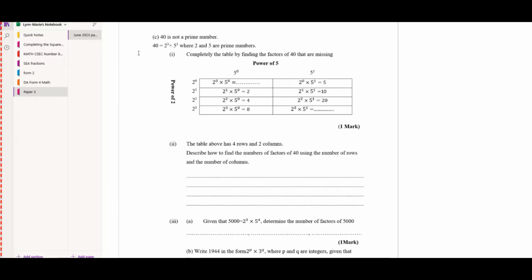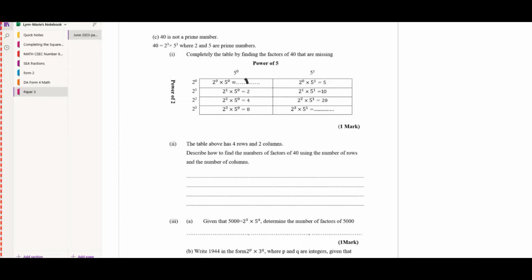All right, now part C, they gave you a table. 40 is not a prime number. They told you that 40 is 2 to the power 3 multiplied by 5 to the power 1, where 2 and 5 are prime numbers. Complete the table to find the factors of 40 that are missing. First off, this is simple multiplication. 2 to the power 0, anything to the power 0 is 1. That is 1 by 1 is 1. So we know that the answer for this would be 1.